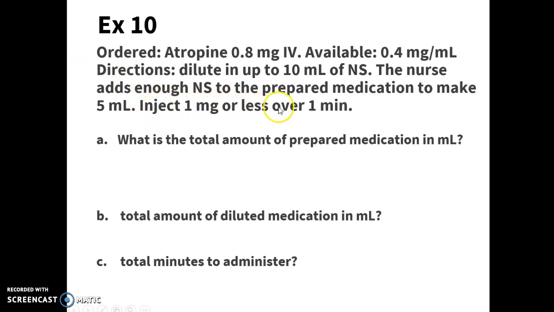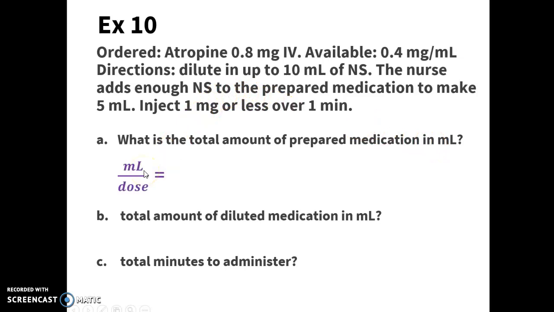We said to inject 1 milligram or less over 1 minute. Well, part A, and there's another page of this too. This is one that goes on and on forever. What is the total amount of prepared medication in milliliters? You have one on the homework like this, I think, where it asks each and every little individual question. It's eventually going to ask how many milliliters per minute and how many seconds per calibration. It's going to make you figure it both ways. So how many milliliters of drug are they getting here?